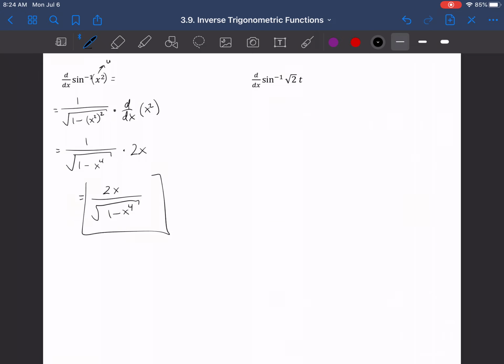There you go. I'm going to leave this next one for you to try, and again, take a look in the notes to see if you're able to get it.